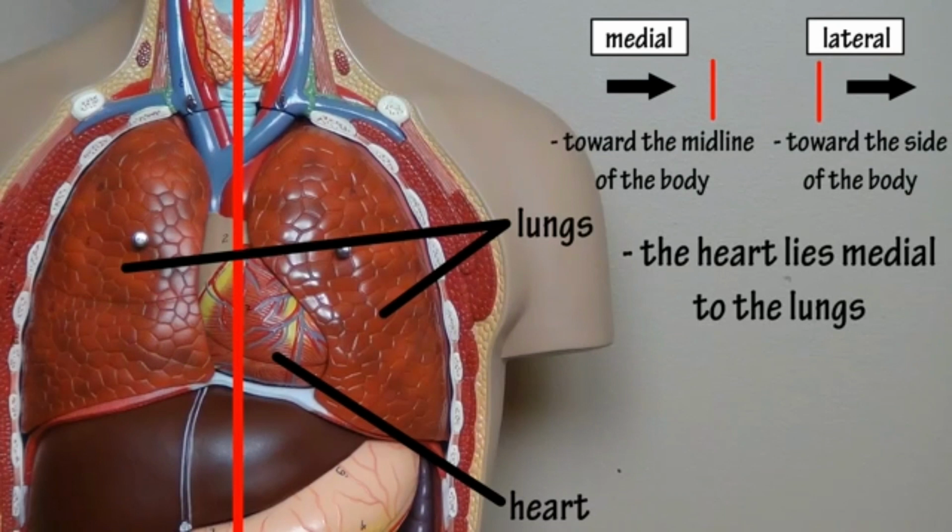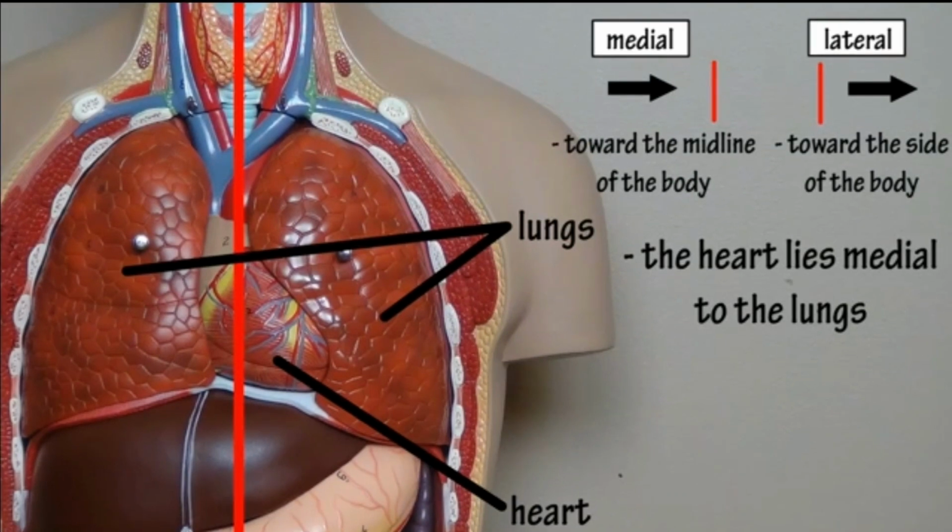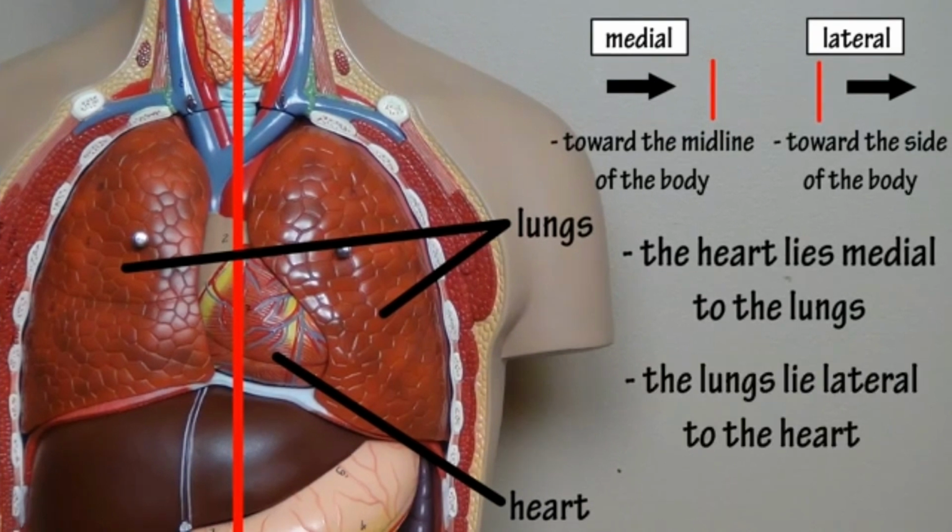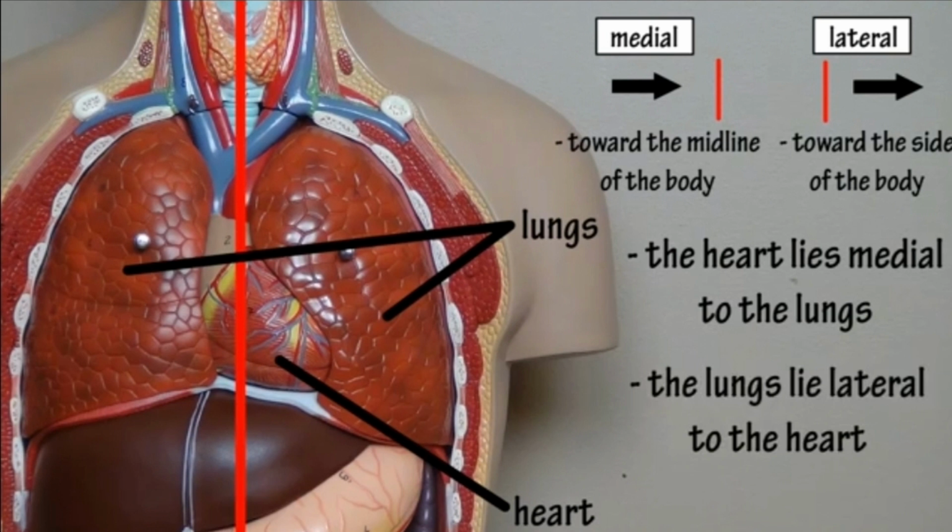For example, let's just say that the heart is medial to the lungs, meaning the heart is in the center of the lungs, and the lungs are lateral to the heart, meaning the lungs are at the side of the heart. So mao na ang inyong nakitaan nga example about lateral and medial.